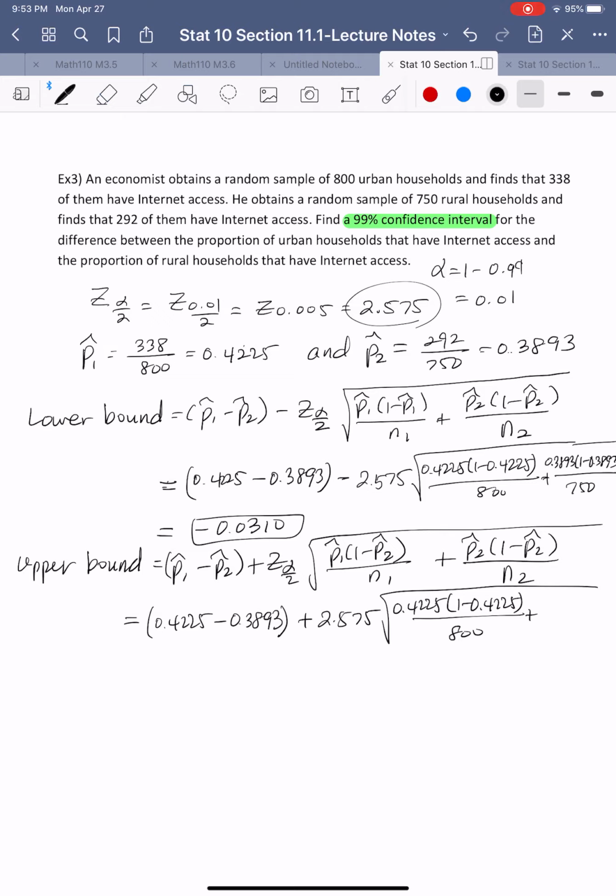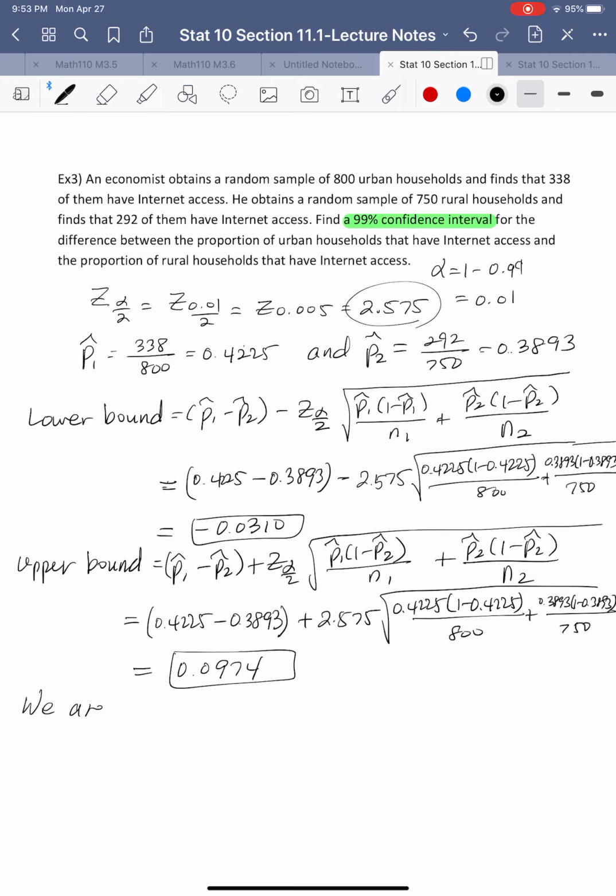Okay, so 0.3893 times 1 minus 0.3893 over 750, and then I get 0.0974. So now we have to conclude it, right?